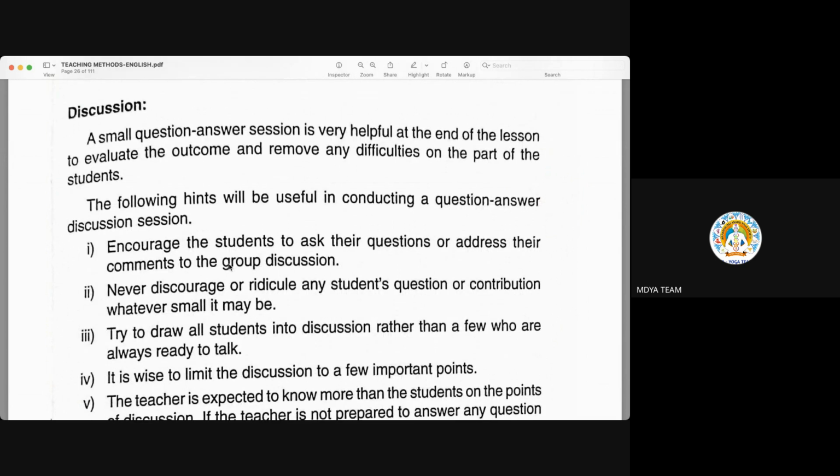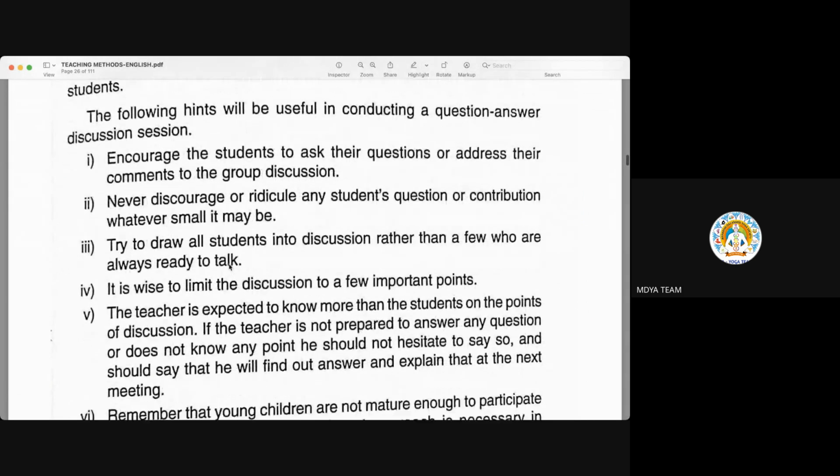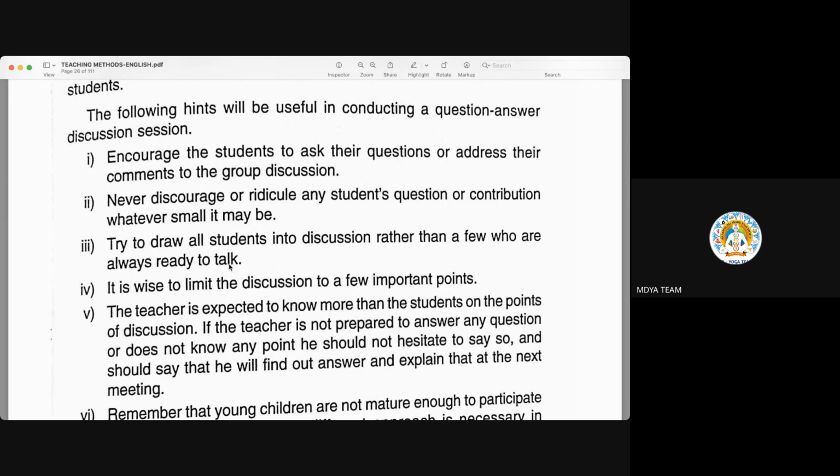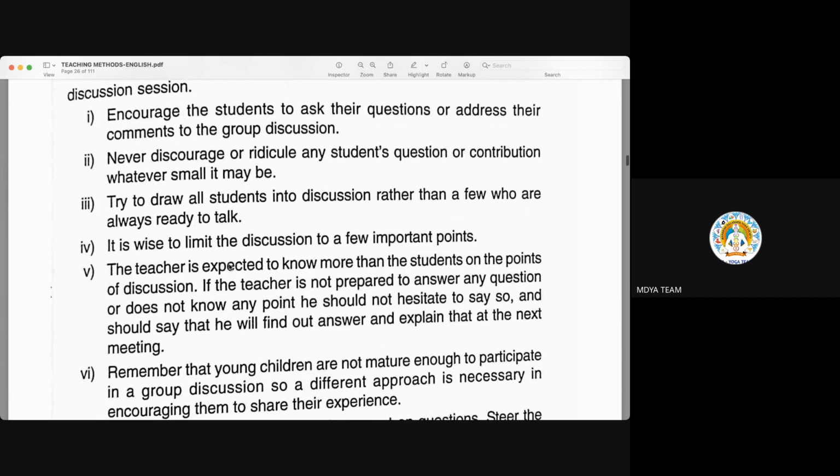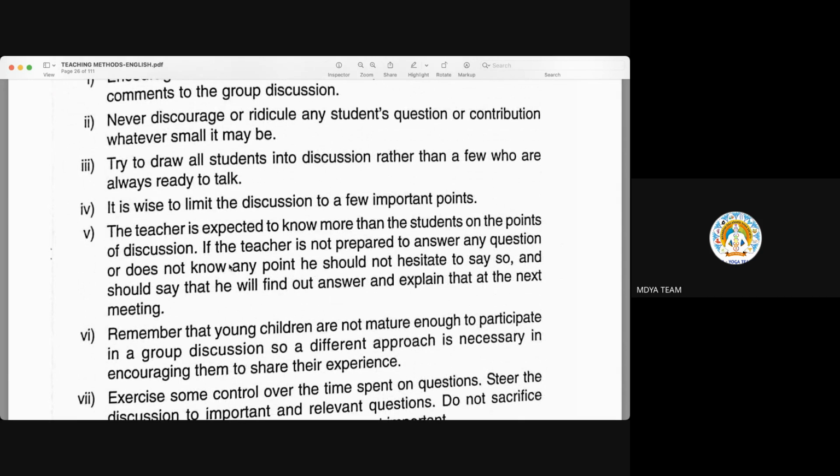Then discussion. Now, a small question answer session is helpful at the end of the lesson, to evaluate the outcome and remove any difficulties on the part of the students. Now, it is always helpful and useful for conducting this question answer discussion session. So you have to encourage students to ask questions, and you have to motivate them, encourage them to have a group discussion, and you never discourage or ridicule any student's question.